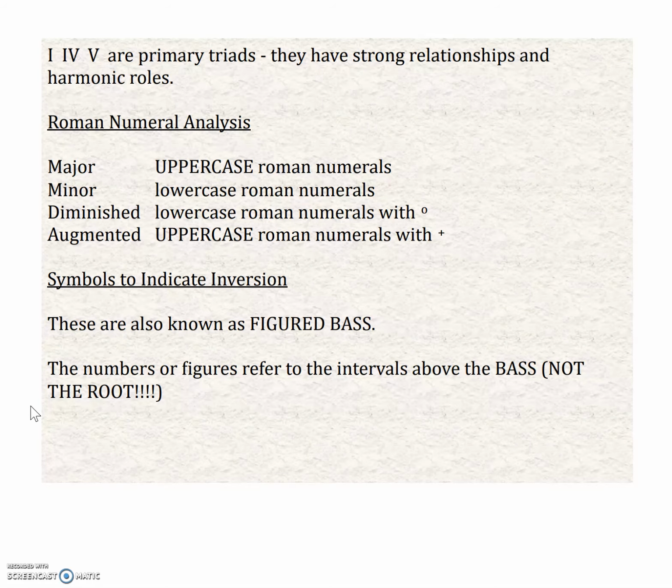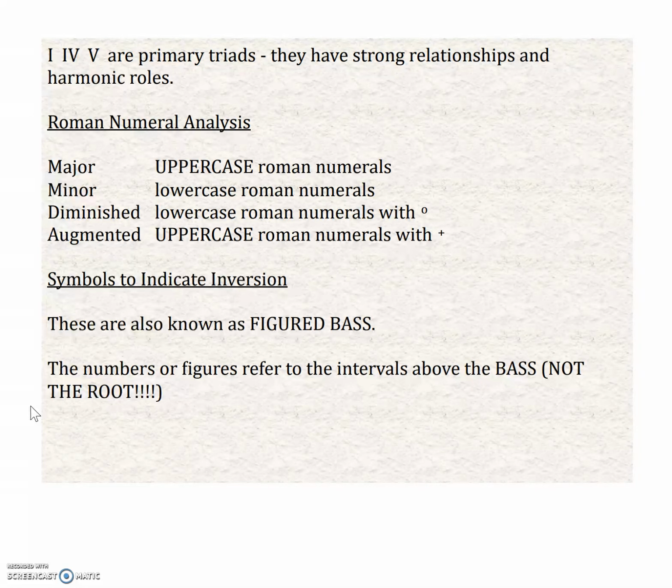Major triads should have an uppercase Roman numeral. Minor triads should have a lowercase Roman numeral. Diminished would be lowercase, and they're going to have a little superscript of 0. And augmented would be uppercase Roman numerals with a superscript of a plus. The AP doesn't care. I do, but the AP doesn't. It would be great if you could do it because it means that you're fully understanding everything. But if you do upper and lowercase, I'm always going to mark it to be what it should be, but I will not take off points.